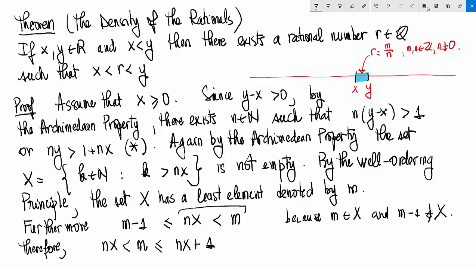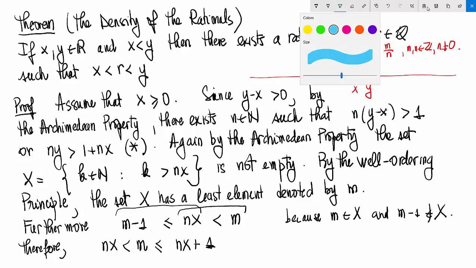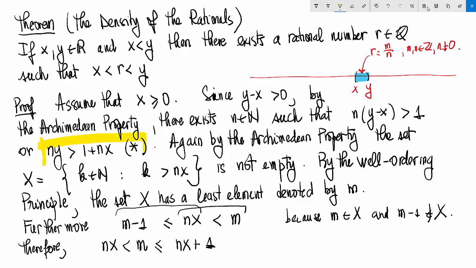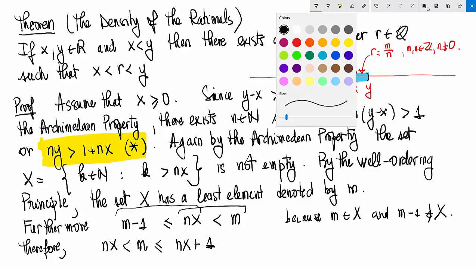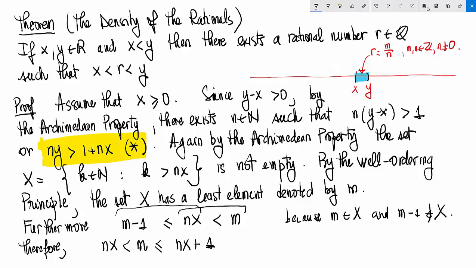If I add 1 to this inequality, I get that m is less or equal to nx plus 1. And then by star, if you come back to star here, ooh, that sounds like a fancy name. All right. Okay, so nx plus 1 is less than ny. Okay, all right.